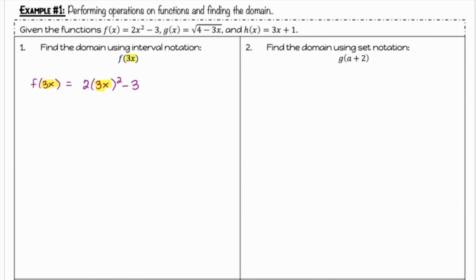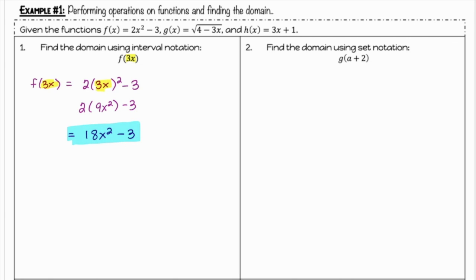My f function is 2x squared minus 3. Instead of an x, I'm inputting 3x. I'm going to evaluate this and simplify as much as possible. All right, so here is my output. I input that 3x. My output turned out to be 18x squared minus 3.